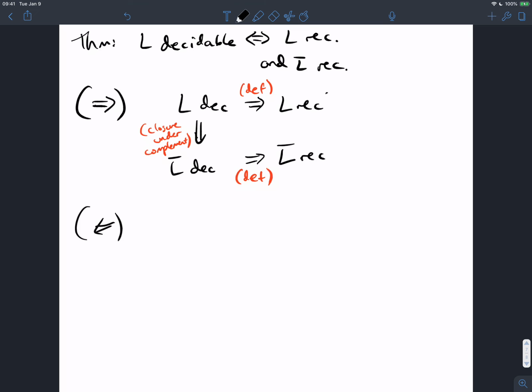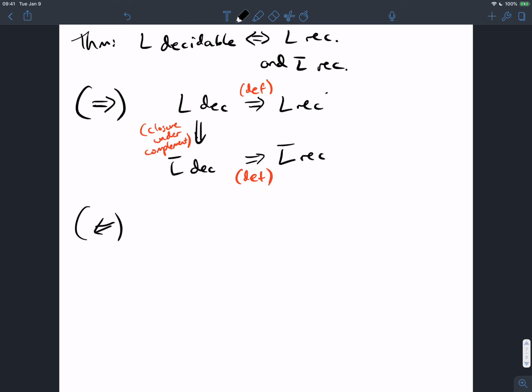Can it be in both? No. Wait a second. If I give you an arbitrary string, will one of the recognizers say yes? One of them will, because can it be in neither the language nor its complement? No, it must be in exactly one of the two. So one of the recognizers must say yes. Okay? One of the recognizers will say yes.